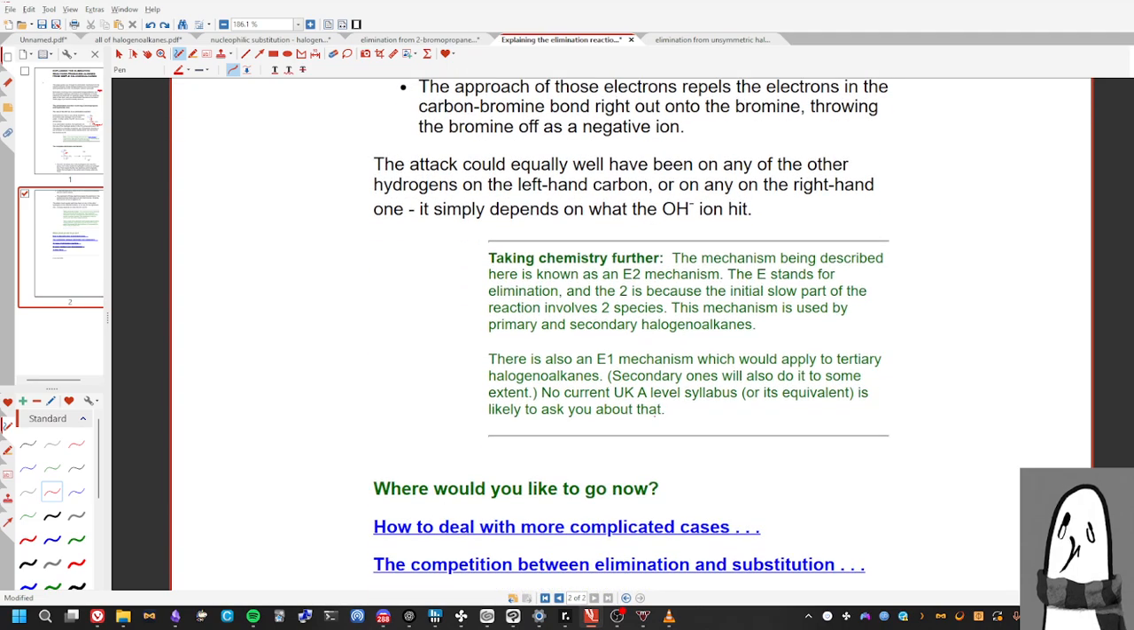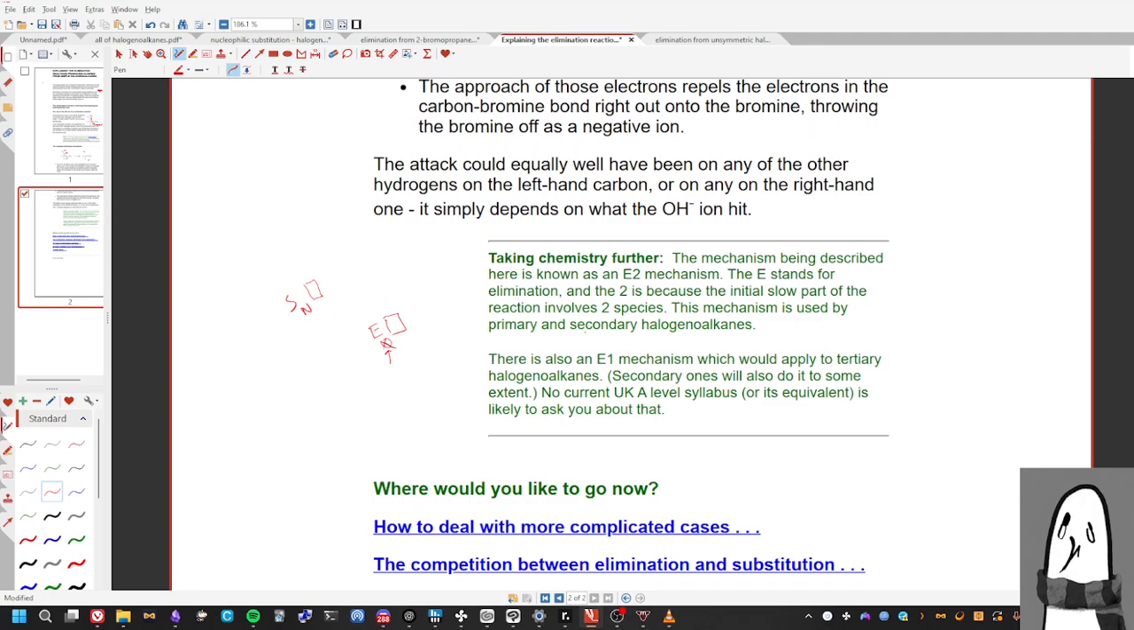Taking chemistry further, the mechanism being described here is known as the E2 mechanism. The E stands for elimination, and the 2 stands for the fact that the initial slow part involves 2 species. Remember we had S, which is substitution, then N, which is nucleophilic, then the number. In this case, we're having E and then just straight up the numbers. We have no types of elimination reaction. There's only one, and then the number of species in this slow step.